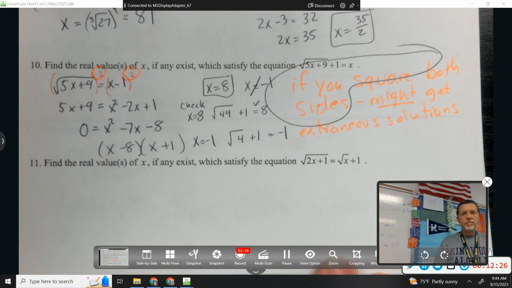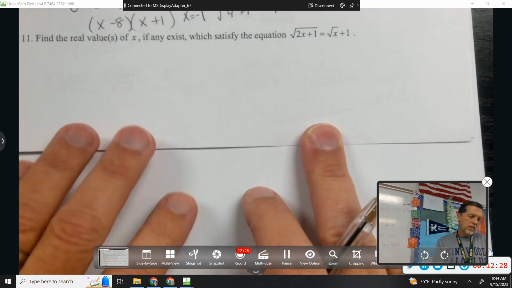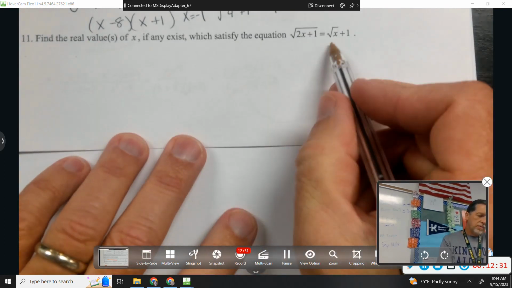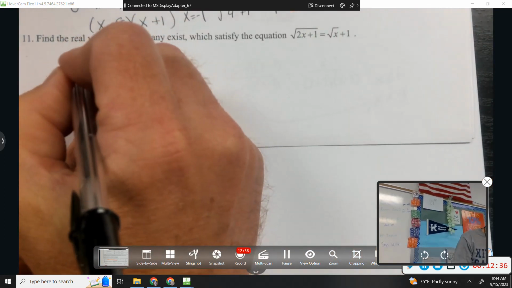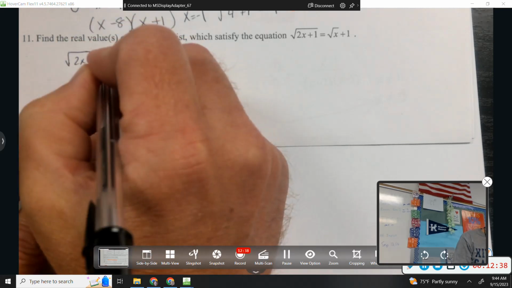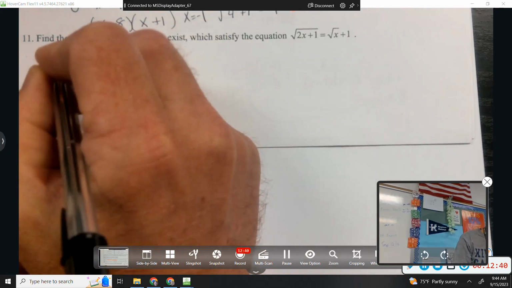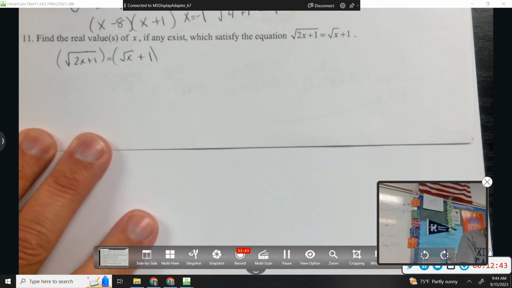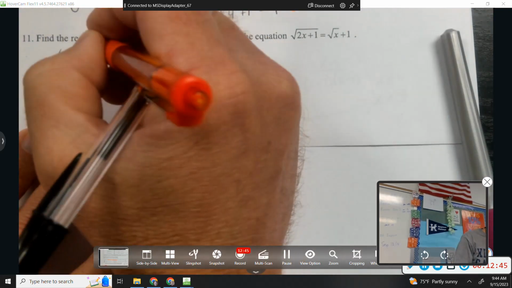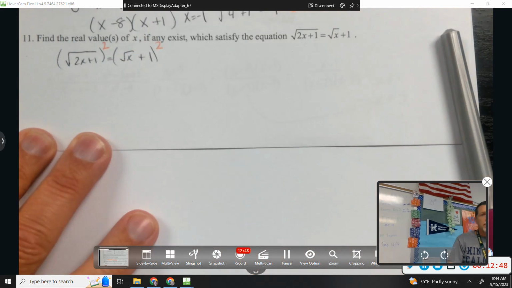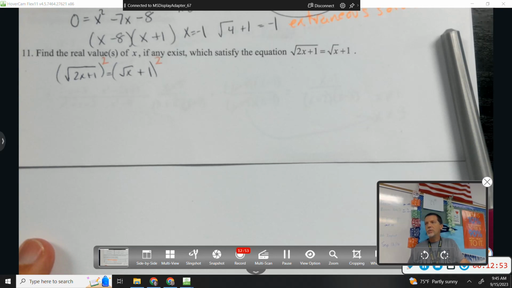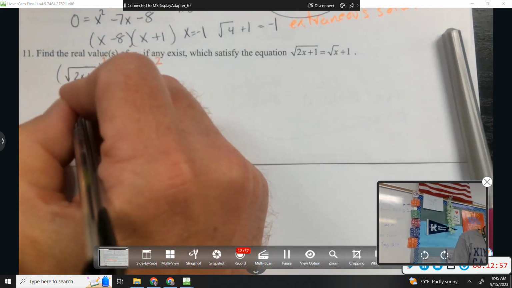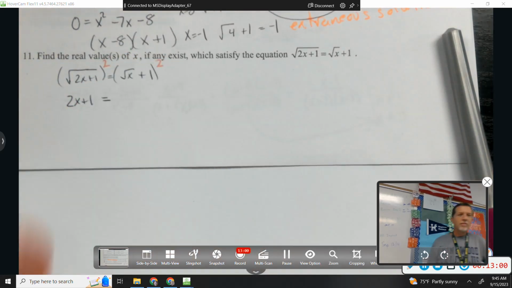Number 11. Square both sides. We've got 2 square roots here. I don't think I can fix them both at once. So let's square both sides. That'll fix the left-hand side. It'll make the right-hand side worse, but what am I going to do? That's all I've got. So the left-hand side becomes 2x plus 1. That's why we did it. That got rid of that one.